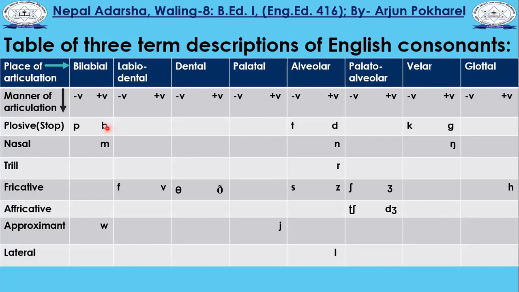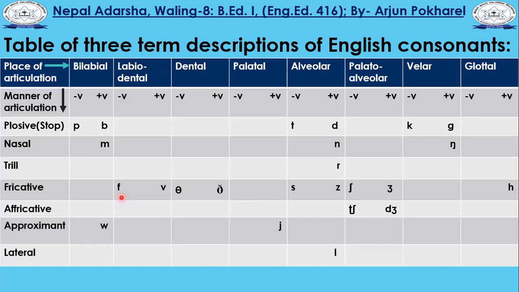Now bilabial plosives: b, m, w. They are voiced sounds under the bilabial place of articulation. Under the bilabial dimension we have b, m, w as plus B, voiced sounds. And here in minus B there is only one, that is the labiodental fricative, f. Minus B refers to voiceless, and plus B refers to voiced.